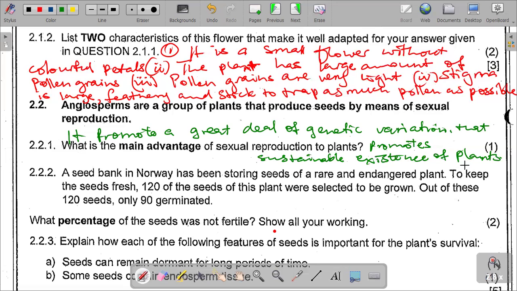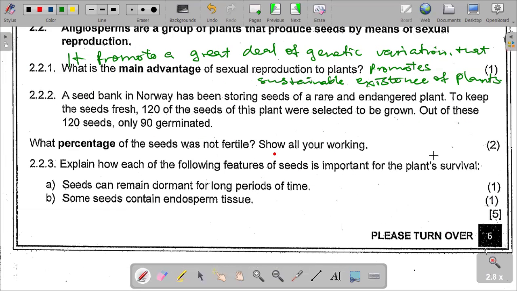And then going to the next question: a seed bank in Norway has been storing seeds of a rare and endangered plant to keep the seeds fresh. 120 of the seeds of this plant were selected to be grown. Out of these 120 seeds, only 90 germinated. What percentage of the seeds was not fertile? Show your working. So we want the percentage of the seeds that did not germinate.